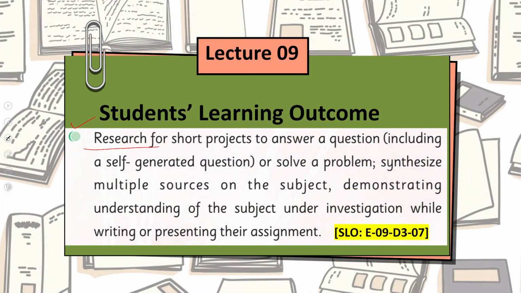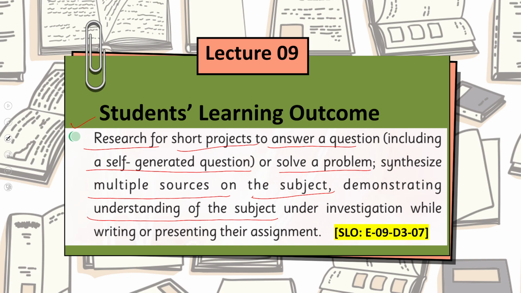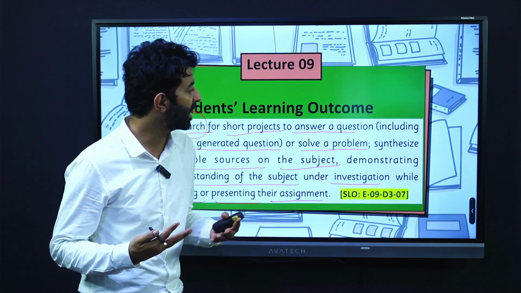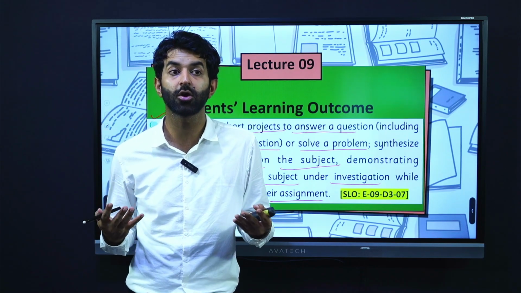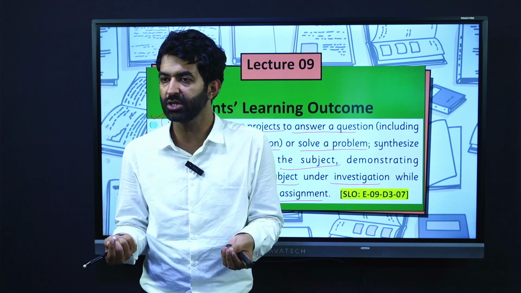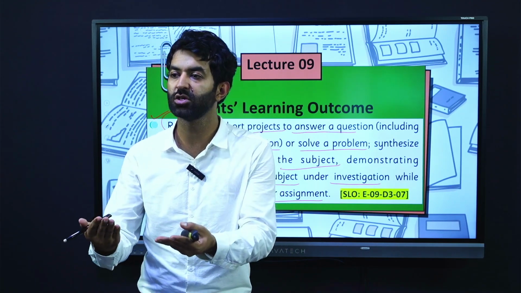So, research for short projects to answer a question, including a self-generated question, or solve a problem, synthesize multiple sources on the subject, demonstrating understanding of the subject under investigation while writing or presenting their assignment. Yes, we are going to research. What are we going to research for? Any given short projects. Now, the projects can vary in length and they are varied in their topics as well, including a self-generated question. You can generate a question or you are given a question to search for.